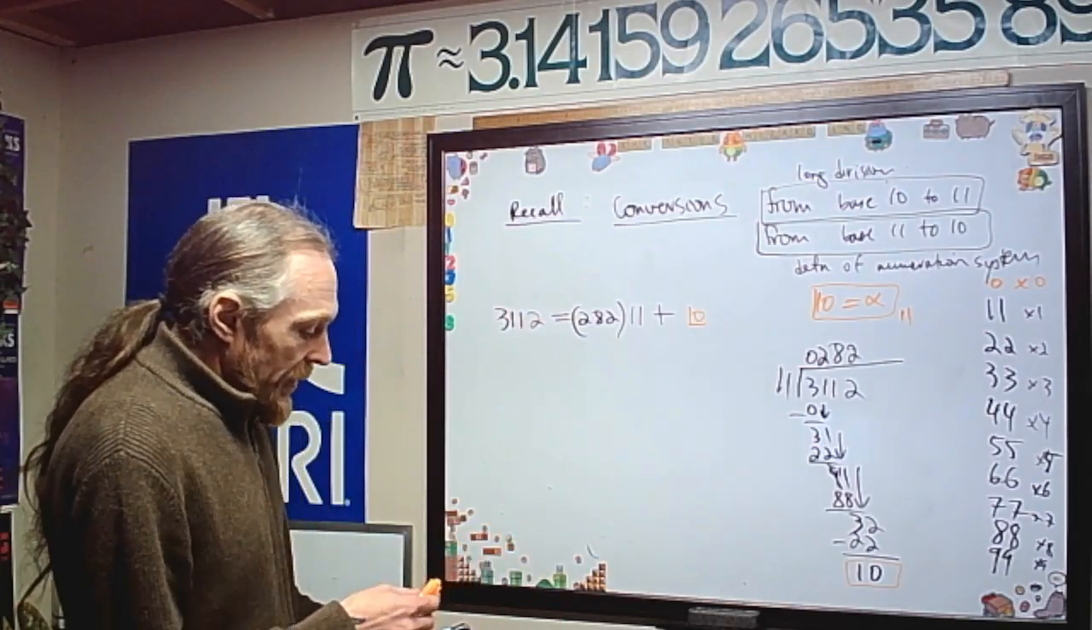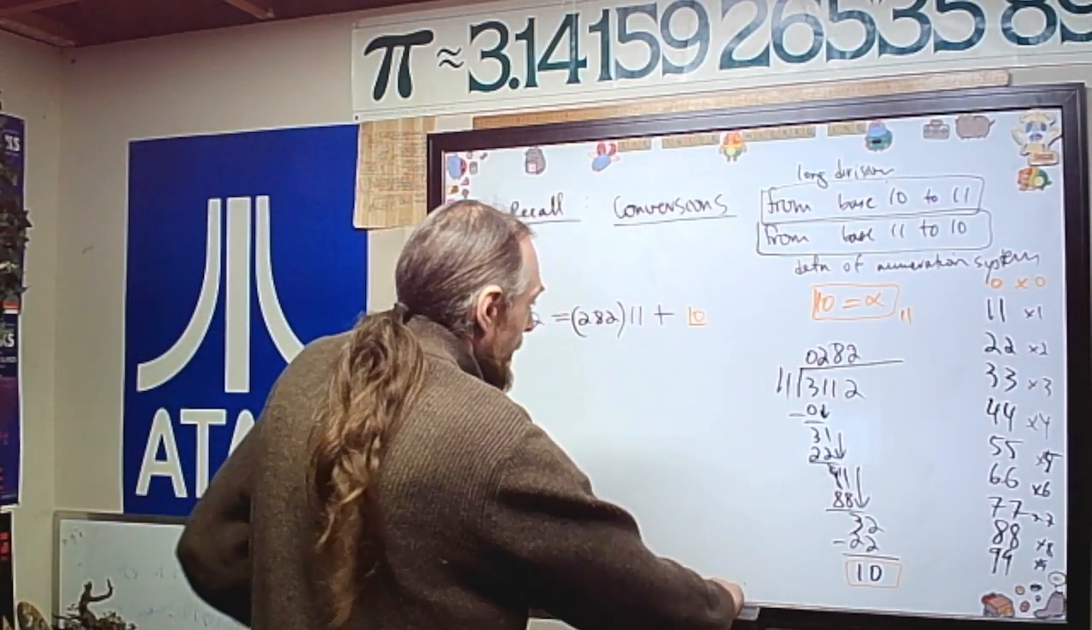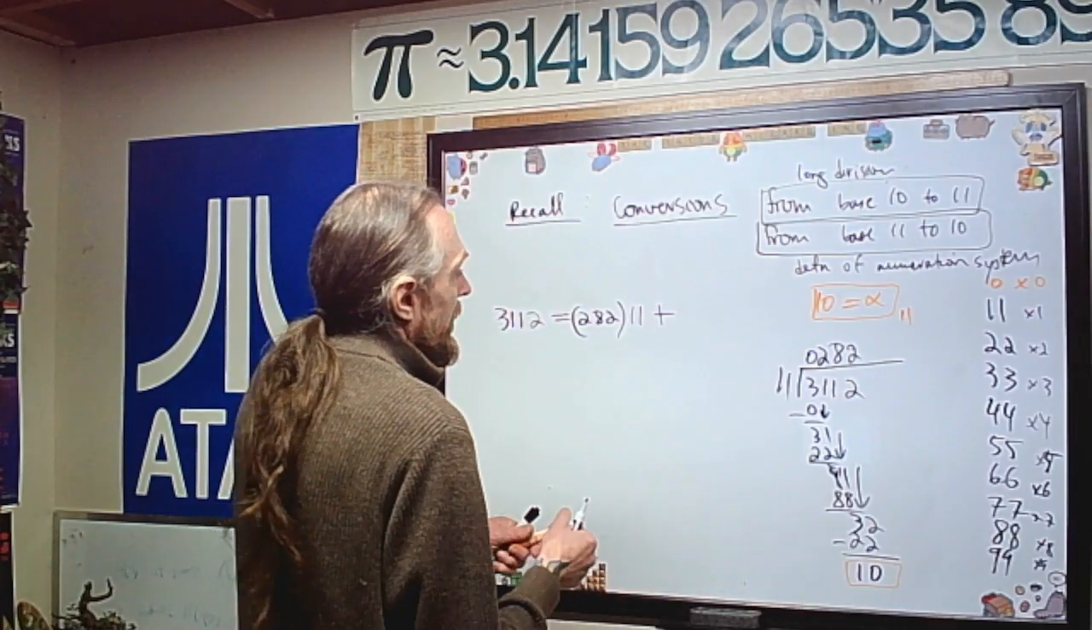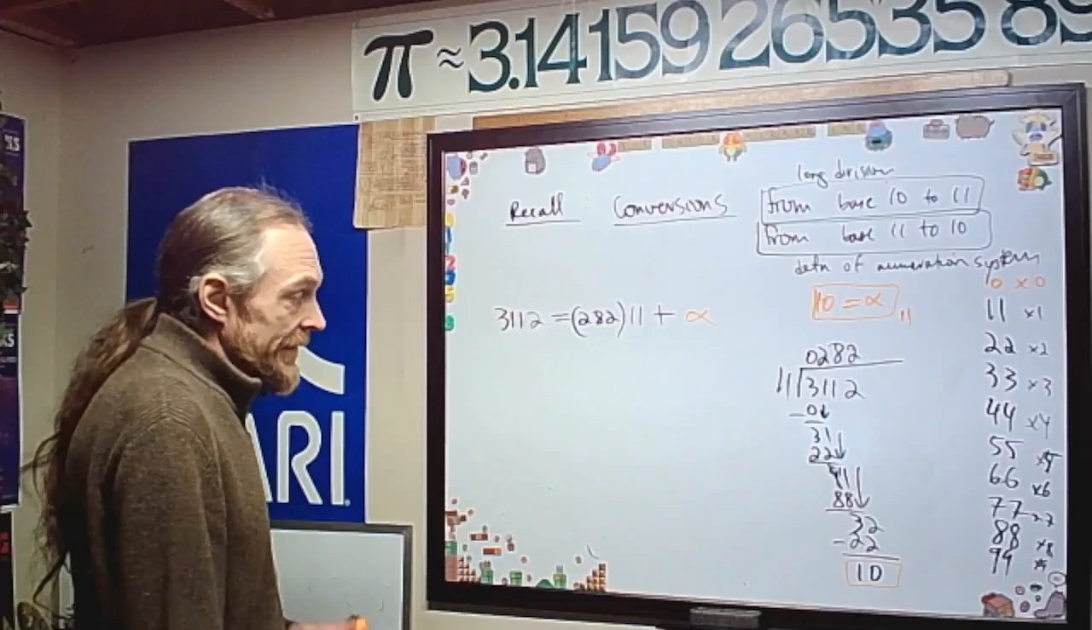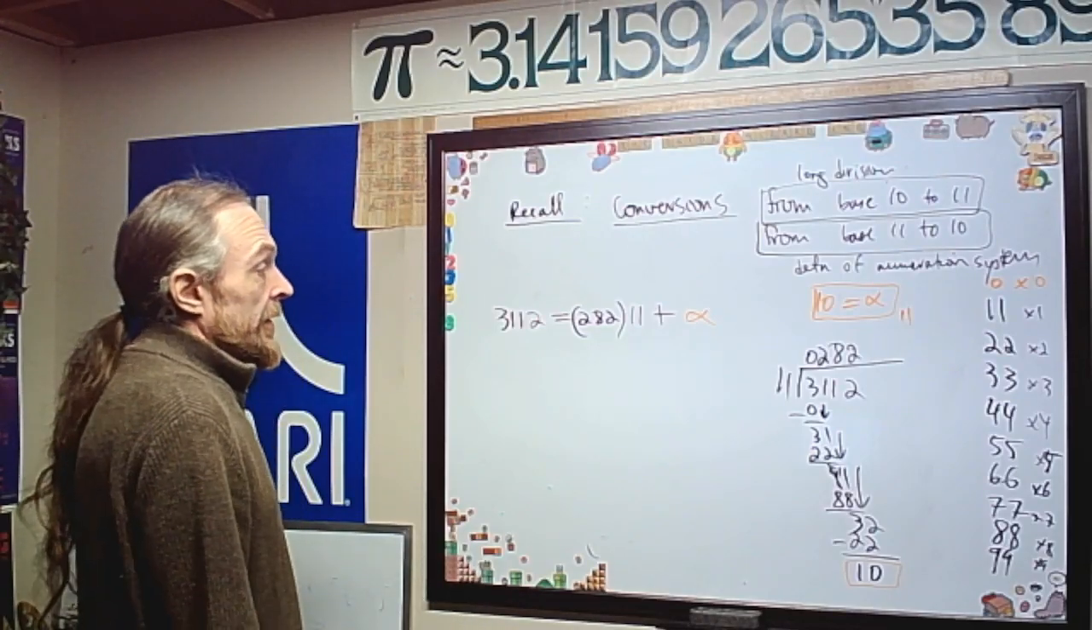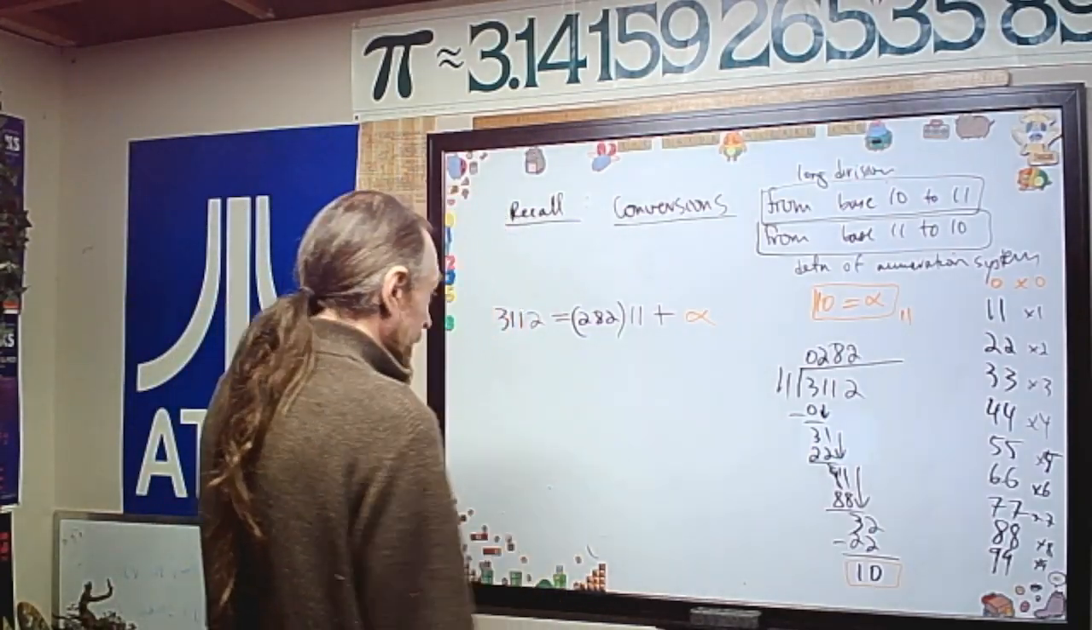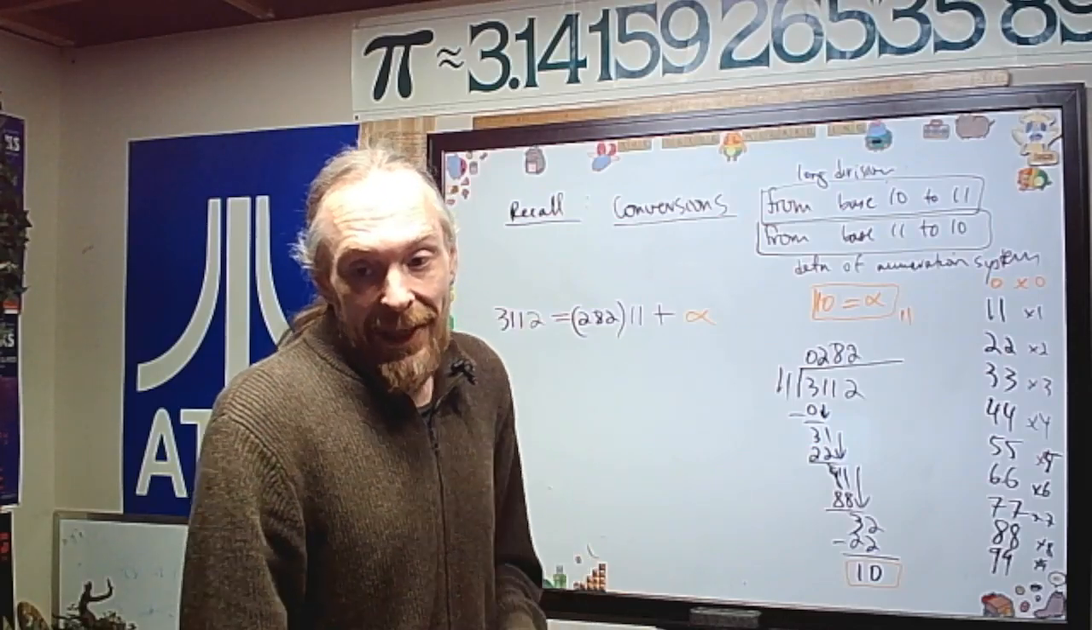I wanted to get one of the numbers where 10 has its own unique symbol now in base 11, which is called alpha, because it has to be one digit. It can't be two digits. 10 is 11 in base 11. Okay, now we can keep going. Now let's do the next thing.